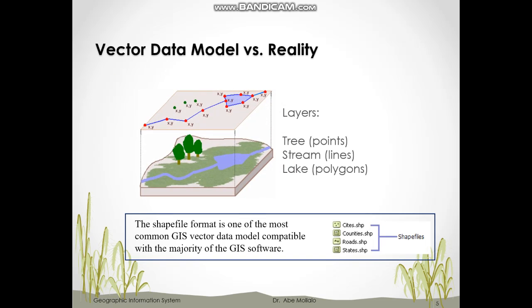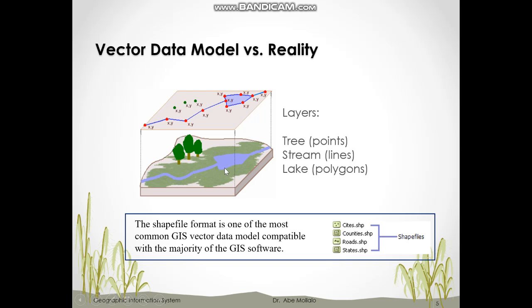So here is an example of how the vector data model can represent reality. This one is reality and this one is the vector data model. In reality, we have trees, we have a stream, we have a lake. You can see each tree here. Each tree can be abstracted or recorded as a point, which is one pair of coordinates: x1, y1, x2, y2, and x3, y3. So we abstract the trees with one point or one pair of coordinates.